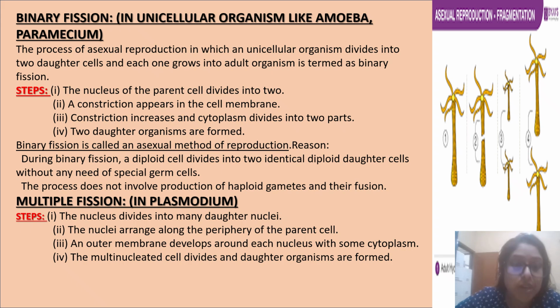Next type is multiple fission, which is seen in Plasmodium. Steps. The nucleus divides into many daughter nuclei. The nuclei arrange along the periphery of the parent cell. An outer membrane develops around each nucleus with some cytoplasm. The multinucleated cell divides and daughter organisms are formed.